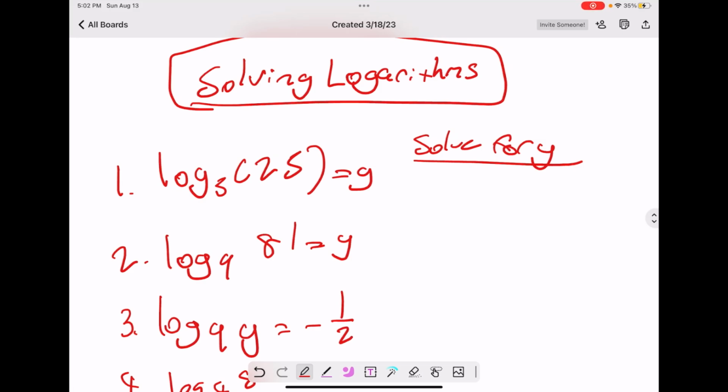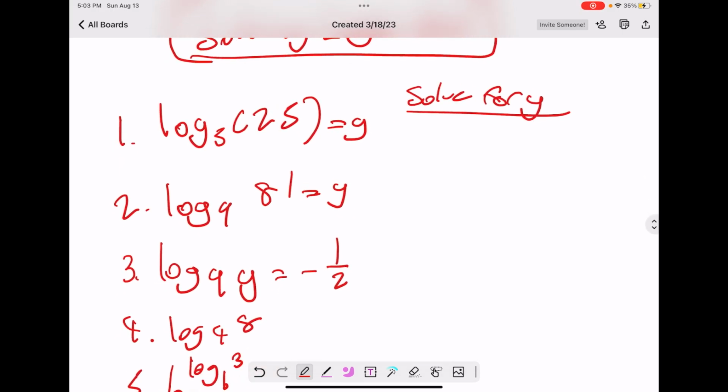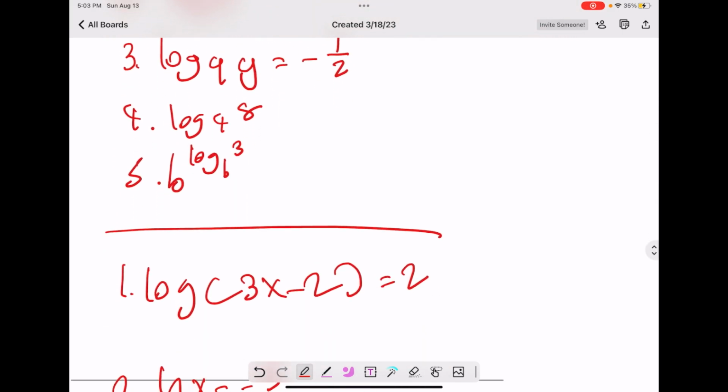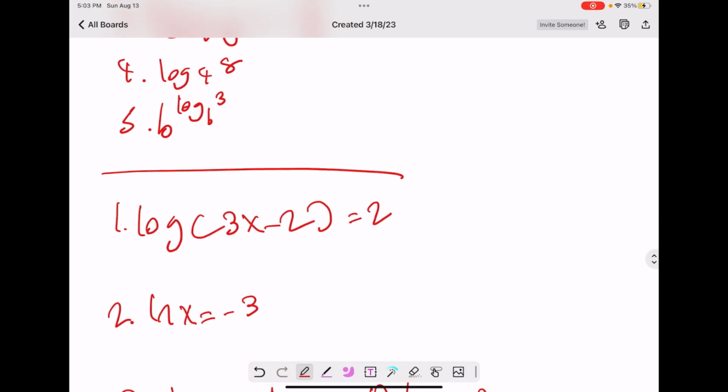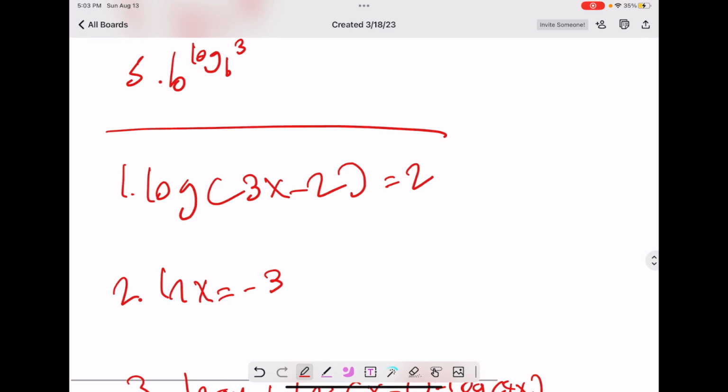Okay, so today we are going to be solving many logarithms that include, as you can see here, just solving simple ones with numbers, or we have to solve for y or otherwise b or other terms. And then we move on to more of the equation side, such as, for example, the first one, log 3x minus 2 equals 2, and we have to solve that for x.